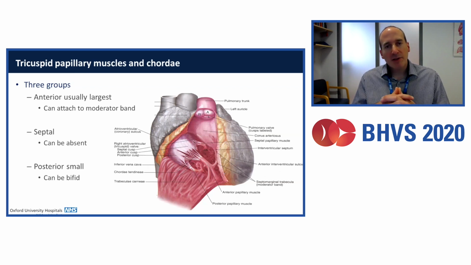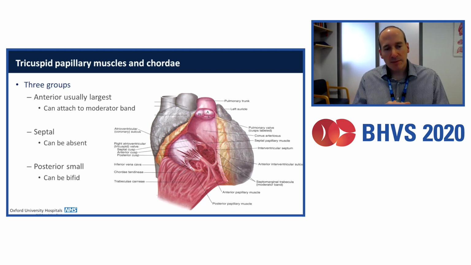There are then the papillary muscles, and I suppose the most important point here to make is these can be very variable, and there aren't many hard and fast rules, other than perhaps to say the anterior papillary muscle usually is the largest and most prominent, and it's typically attached to the moderator band as it travels down into the right ventricle, as shown here in this anatomical sketch.